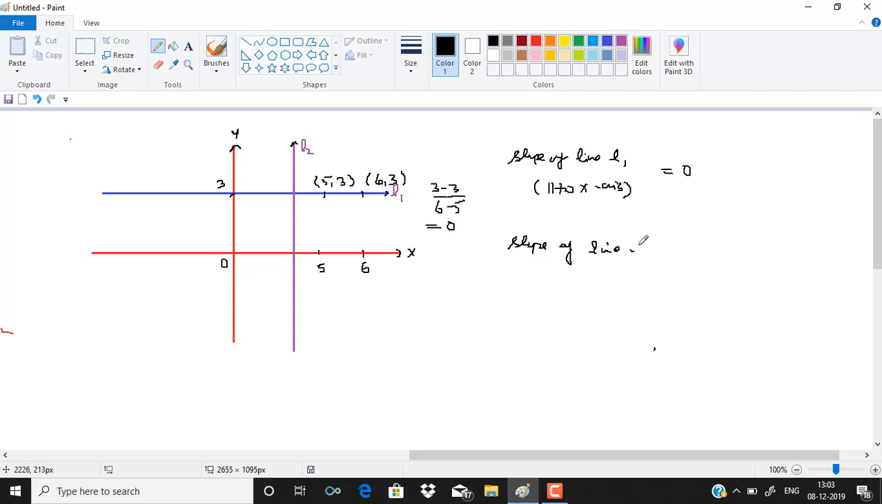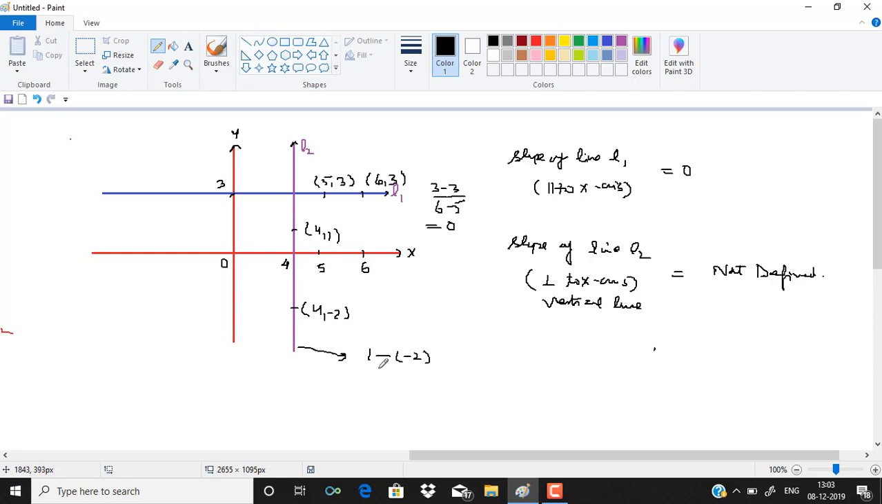Slope of line L2 that is perpendicular to x-axis, or you can say vertical line, slope is undefined or not defined. Why? Because if I take any 2 points on this line, say this is 4, so we can take this as 4 comma minus 2, and this is say 4 comma 1. Then if I find the slope of this line, I will get 1 minus minus 2 upon 4 minus 4, that is 3 upon 0. And we know that anything divided by 0 gives you an undefined value.